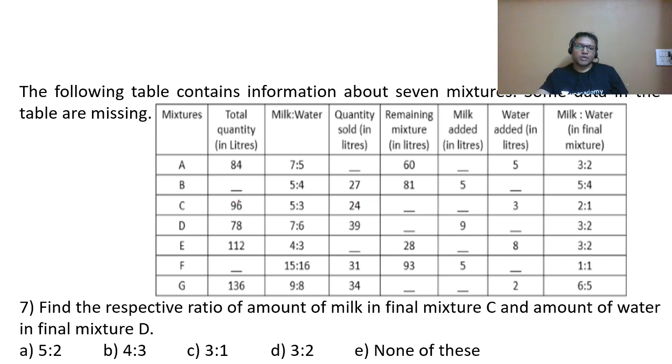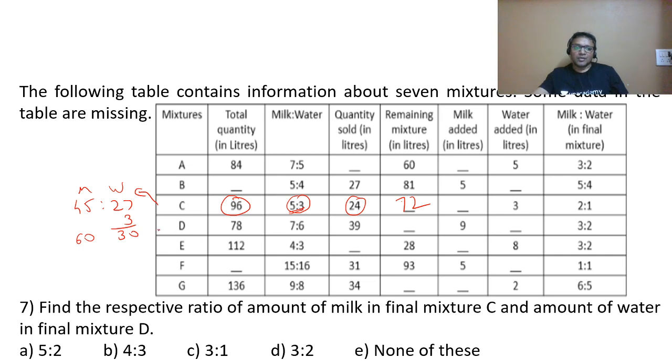Similarly, you have 96 liters, from that you have sold 24. So what is left is 72. 72 in the ratio 5 to 3. 5 plus 3 is 8. 8 nines are 72, so 5 nines are 45 and 3 nines are 27. So 45 to 27. You add 3 liters of water, so water becomes 30. The ratio is 2 is to 1, so this has to be 60. Milk and water. This is for C.